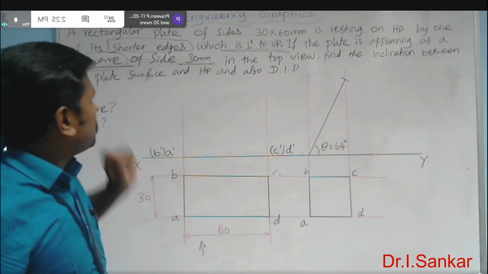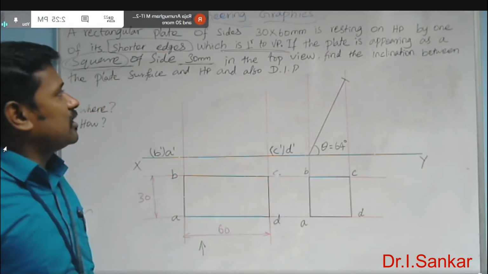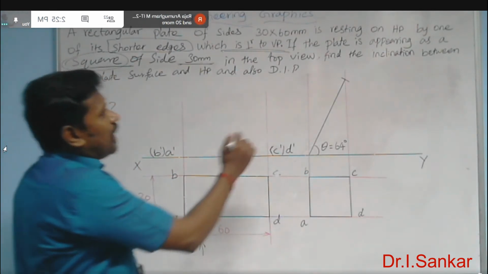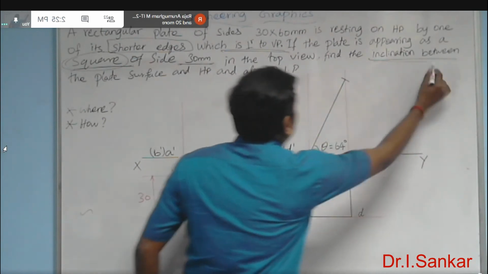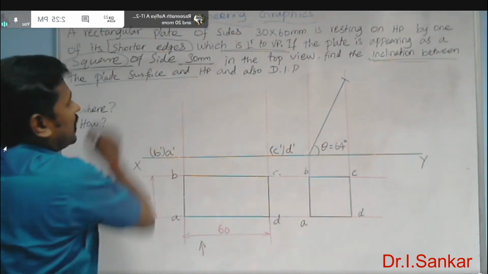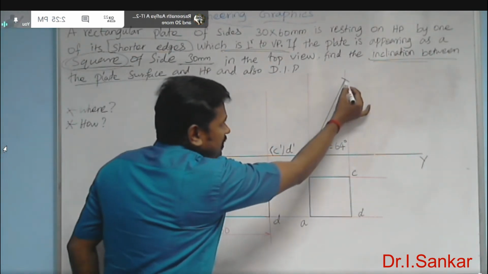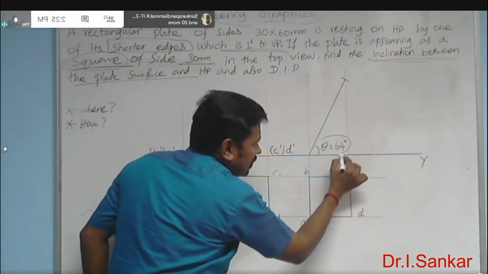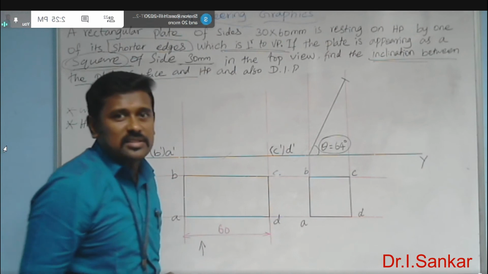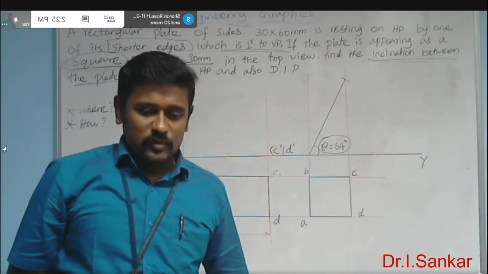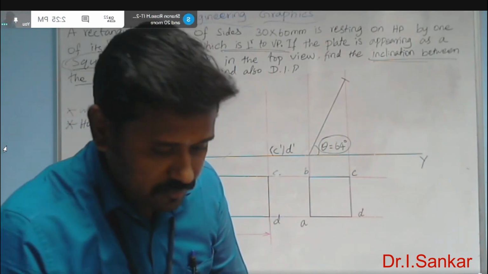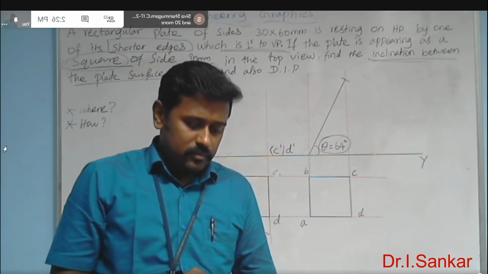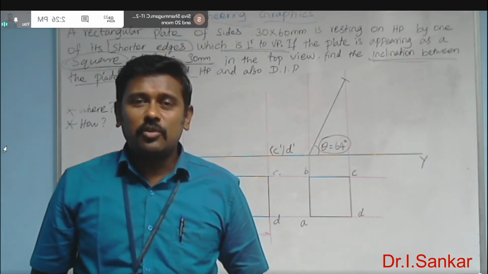The additional answer expected in the question is to find the angle of inclination between the surface of the plate and HP. See here, this is the surface of the plate, and that's your HP, and we obtained the angle of inclination between these two as 64 degrees. Okay. If you have any doubt in that, you can ask now.